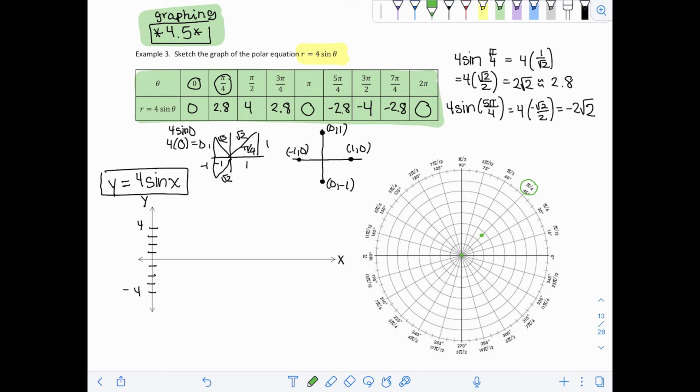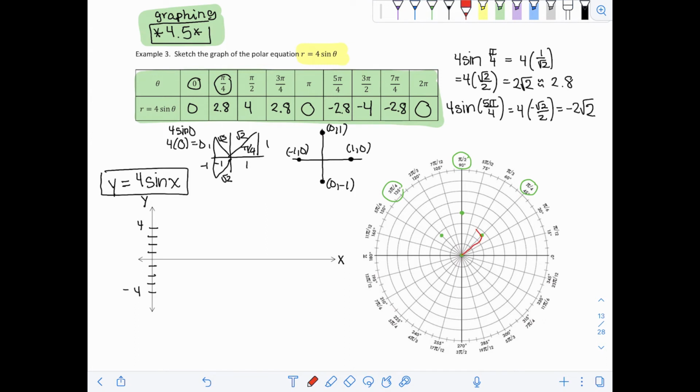Then we've got pi over 2. So that would go up to 4. So I'm going to go out to the radius of 4. 1, 2, 3, 4. Gets right here. Then we went to 3 pi over 4, and it's 2.8 again. So out 1, 2, close to 3, but not quite. And then when we go to pi, it goes back to 0 again. So this is the shape we ended up with.